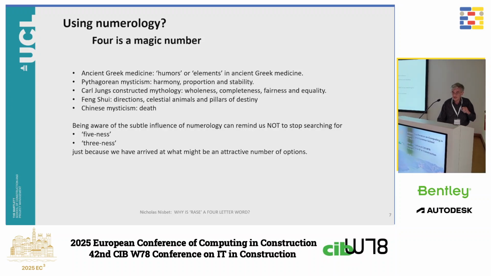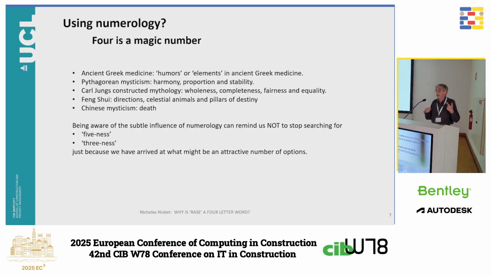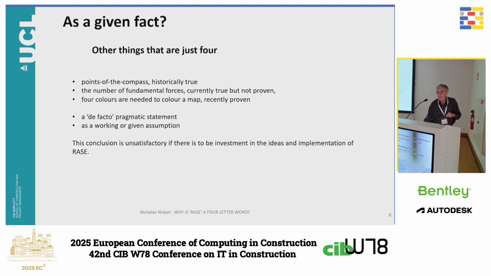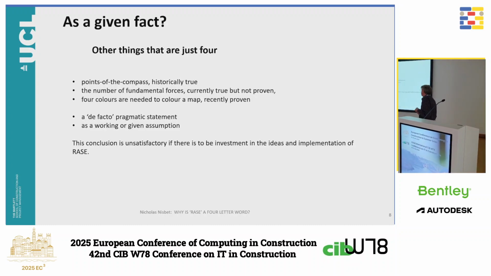So there is a trap, and if you want to see another example, there are 17 Sustainable Development Goals from the UN. Why 17? You have to look very hard to find the answer. So, sometimes we just have to accept that the answer is 4.